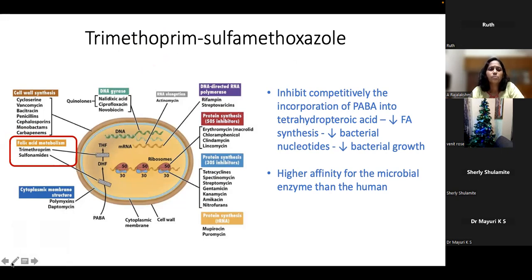It completely inhibits the incorporation of PABA into tetrahydropteroic acid. So the folic acid synthesis is inhibited, and this results in a decrease in bacterial nucleotides and bacterial growth. By inhibiting folic acid synthesis, it more or less selectively inhibits the bacterial folic acid synthesis only, so humans are not affected.